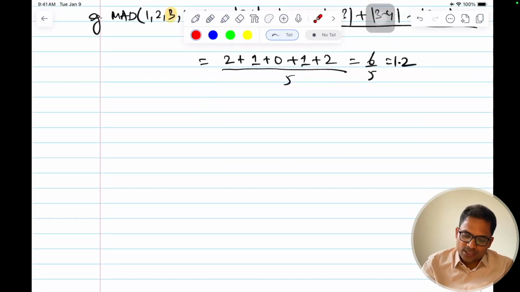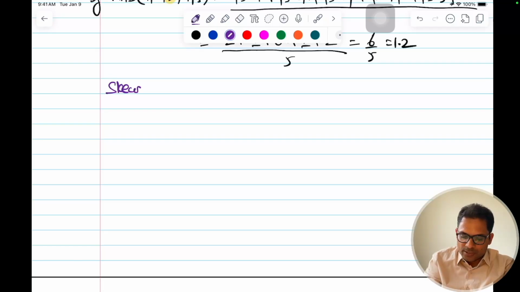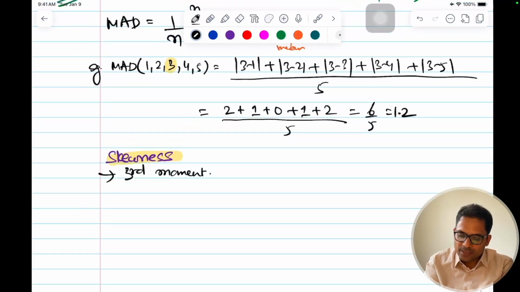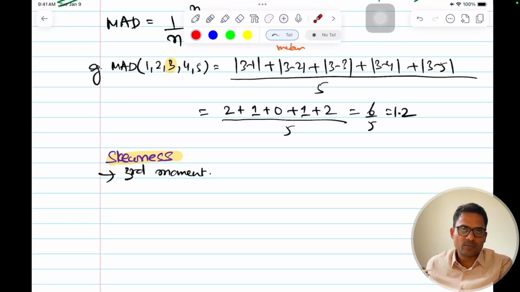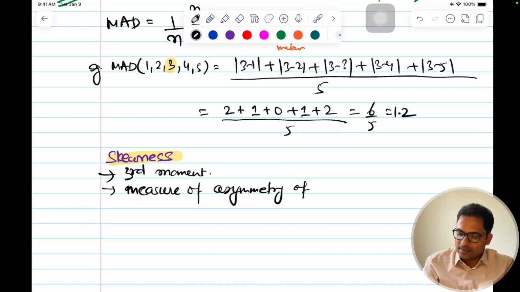So next one, this is important: skewness. I have discussed this earlier also when I was discussing moments. I'll put the link of that video, but I'll discuss it again in detail here. Skewness is the third moment, the third normal moment of a distribution. Variance is the second moment, and then we'll discuss kurtosis, which is the fourth moment. This is the measure of asymmetry of data distribution.